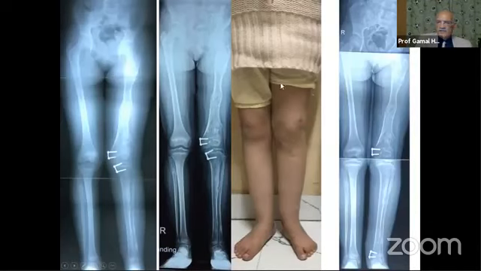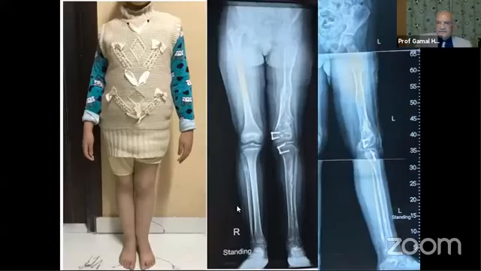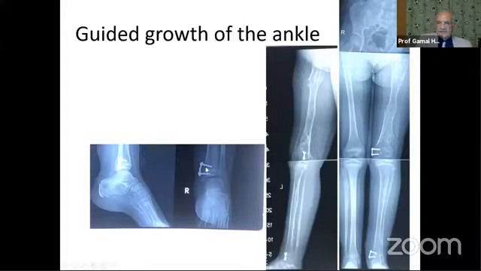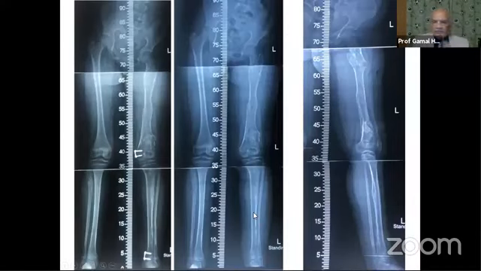See, with progression, we had quite improvement and we have normal axis almost. The valgus deformity disappeared and we added the 8 plate of the ankle. So guided growth of the ankle. However, it improved in the ankle, but didn't correct the ankle completely. And we waited for 1.5 years. Then we removed the 8 plates. You see the position after removal. We have some shortening. It's a long way.